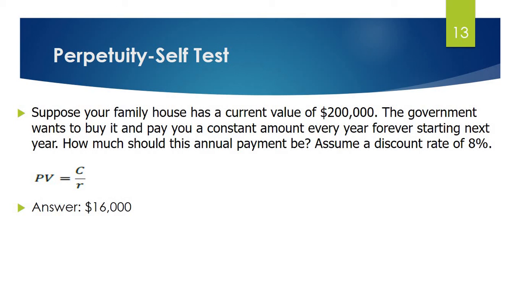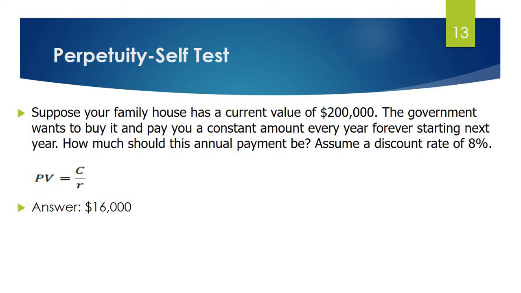Now let's look at another example. Suppose the current value of your family house is $200,000 and I also assume that your discount rate is 8%. Now the question is, how much should be your annual payment? So how much should the government pay you each year?